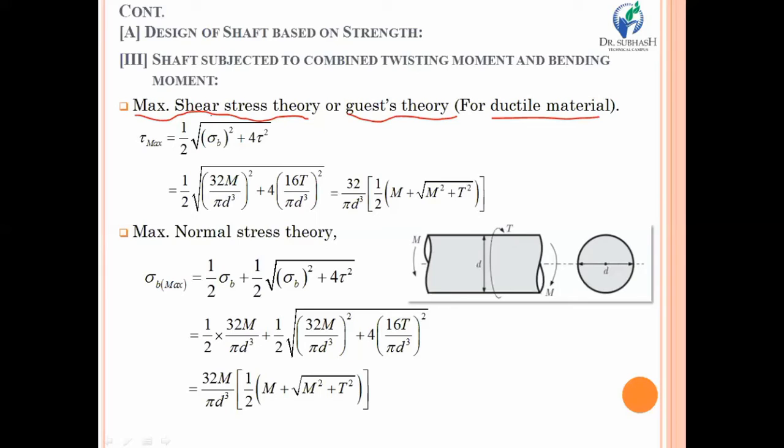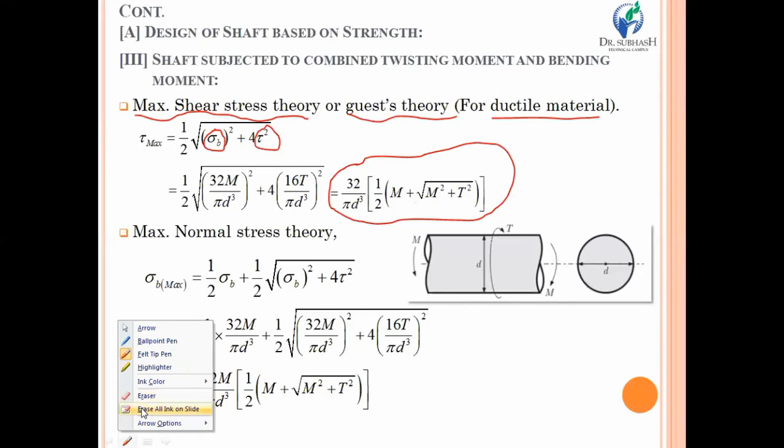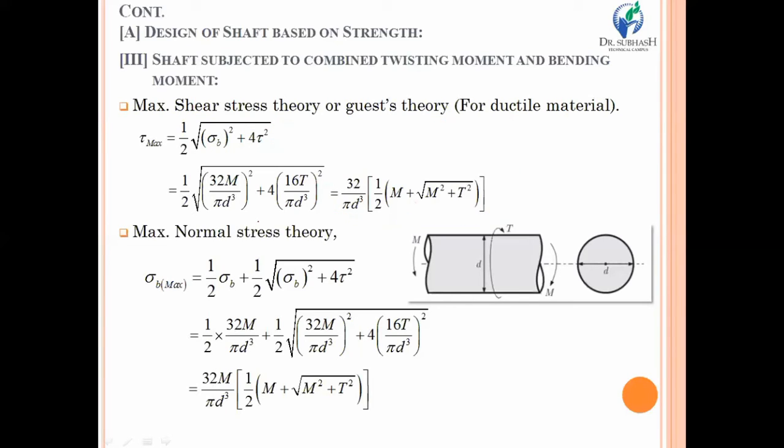So over here, according to maximum shear stress theory or Guest's theory, tau max, that means maximum shear stress, is equal to 1/2 under root sigma b square plus 4 tau square. So you just have to put the values of sigma b and tau from the previous slide. And by solving and simplifying that relation, ultimately you will have the equation 16 upon pi d cube bracket, under root M square plus T square. So this is the design of shaft based on a combined effect of twisting and bending moment by maximum shear stress theory or Guest's theory.